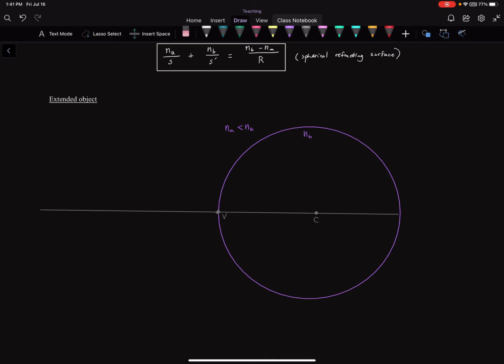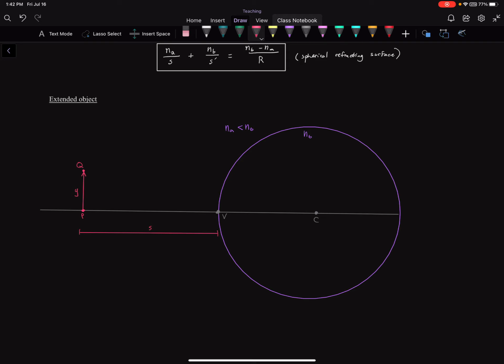So we're going to do an arrow, and it's going to come straight up here. So this is going to be our point P. We're going to call the top of the arrow point Q, like we have before, and the height of it is y. And then we have the object distance being from here to the vertex, and that's s.